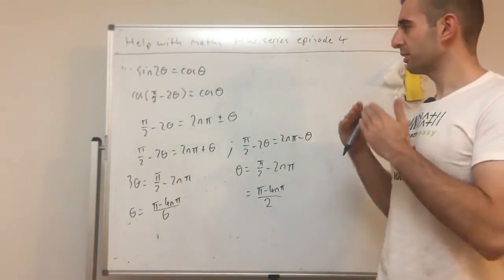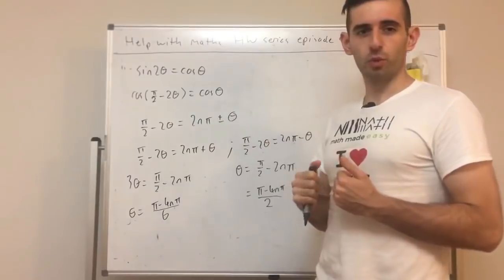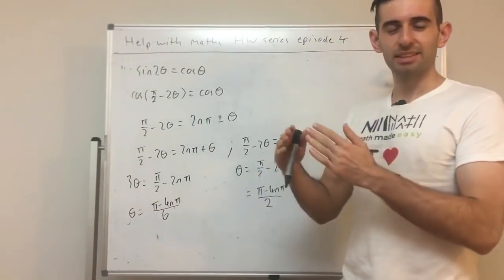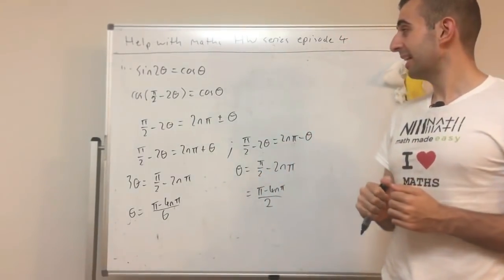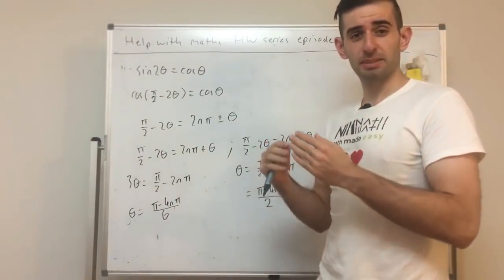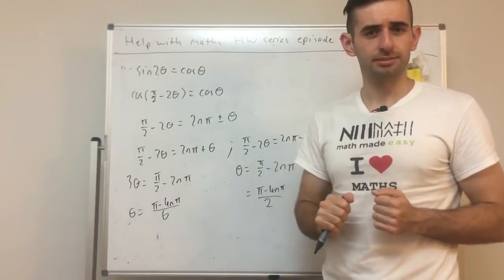The key is just to remember the general solution formulas. Like if you know those formulas, then it's not too hard to apply it, and then to solve it in specific domains, you just sub different n values in.